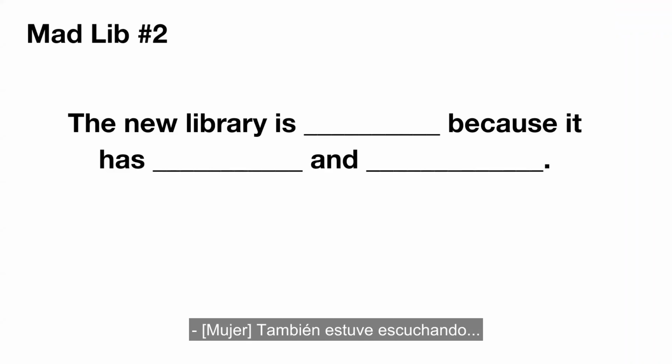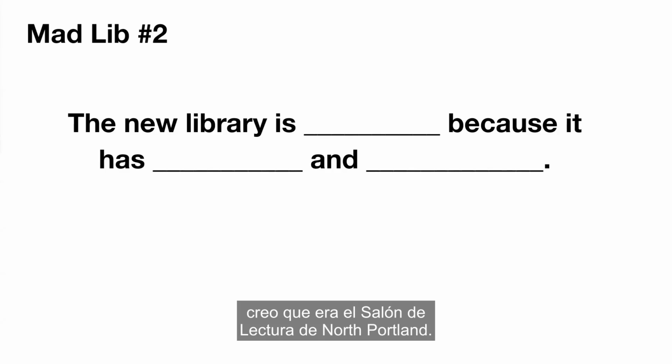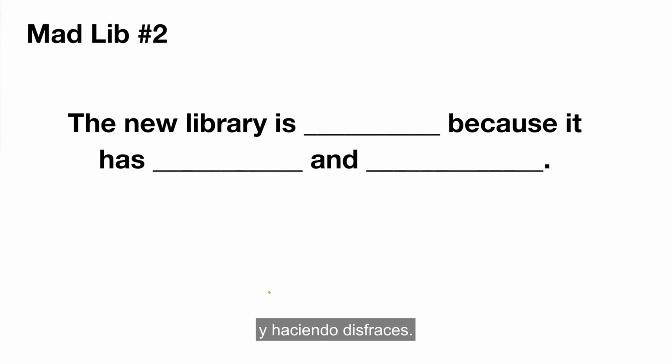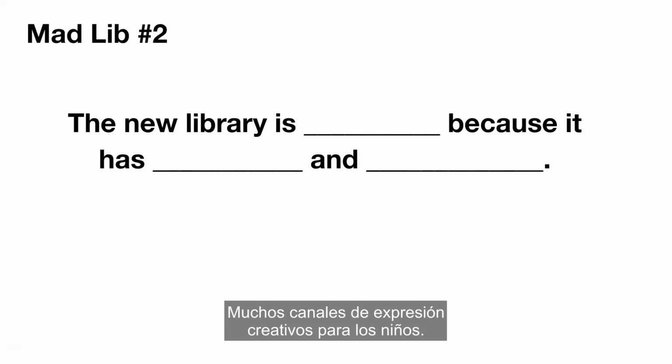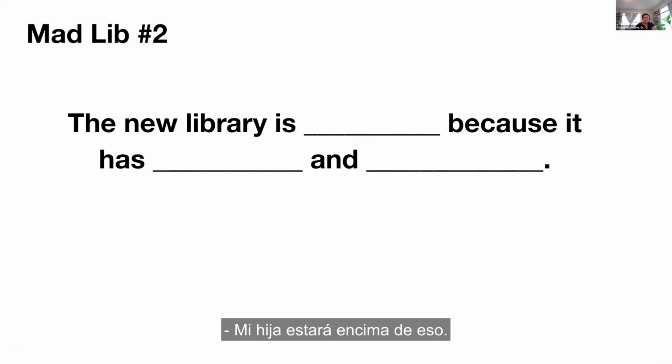I was also just listening to Tyler has origami. This improv club. I think it was the North Portland reading room. It just made me think of Little Women and putting on plays and doing costumes. I don't know, just the idea of theater and having more expressional outlets for kids, plenty of creative expressional outlets for kids. I love it. That's great. My daughter would be all over that.